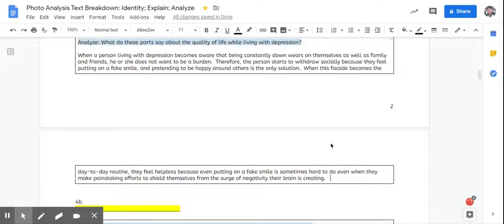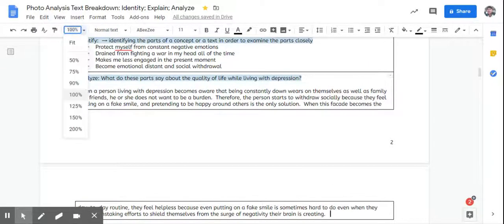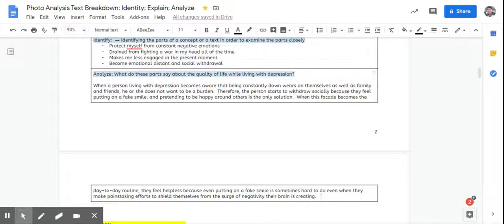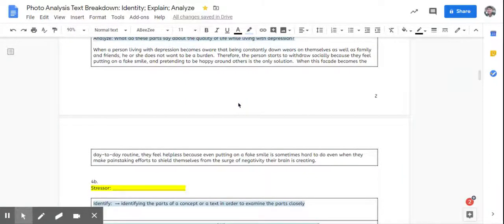And I'm just going to zoom out a little bit here. You'll see that the parts that I have identified with depression here, I put them in a cohesive, free-flowing manner in which I analyzed. And again, that guiding question really helped. What do these parts say about the quality of life living with depression? Now it's your turn.